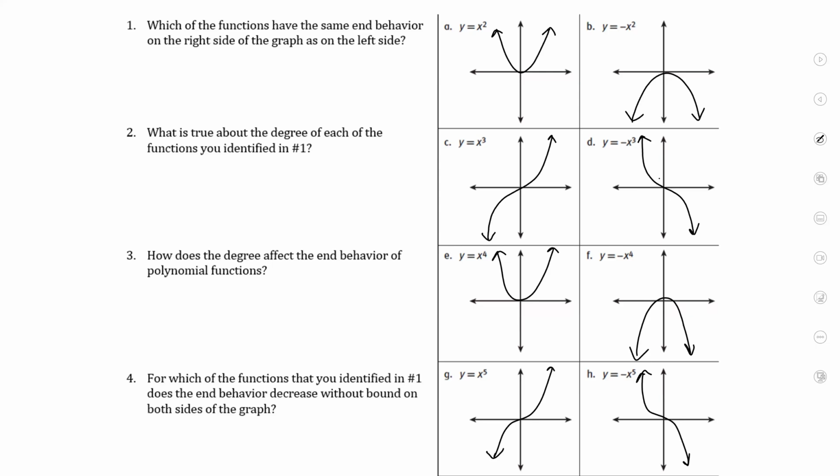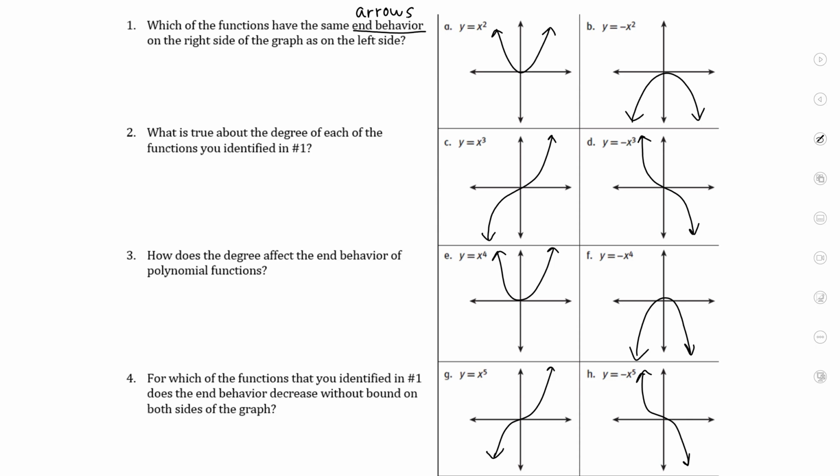Okay, so number 1, it says, which of the functions have the same end behavior? When we say end behavior, they're basically talking about the arrows, the direction of the arrows. What is happening as it goes off to infinity? So when you see end behavior, look at the arrows, okay? Are they pointing the same way? Does it have the same behavior? Are they both positive? Are they both negative?